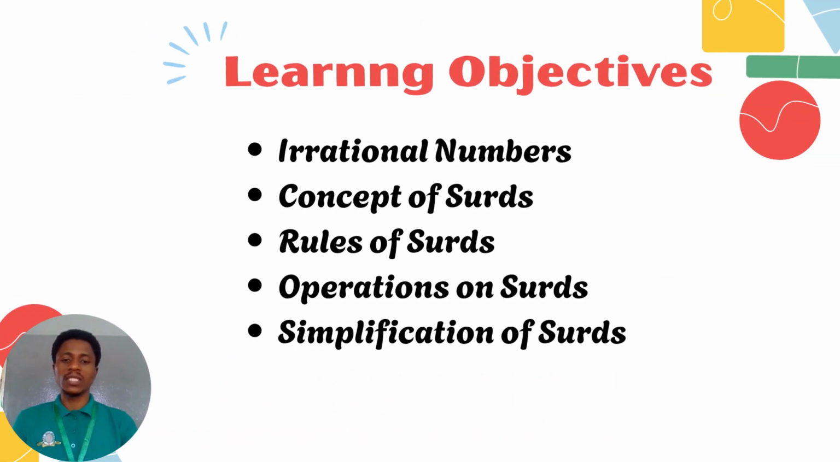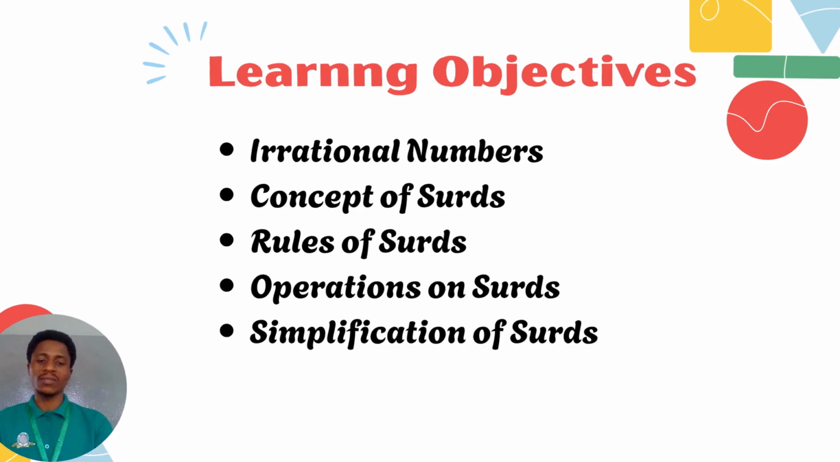Our learning objectives shall be based on the following: 1. The irrational numbers. 2. Concept of surd. 3. Rules of surds. 4. Operations on surds. 5. Simplification of surds. And questions to assess the rate at which you understood.